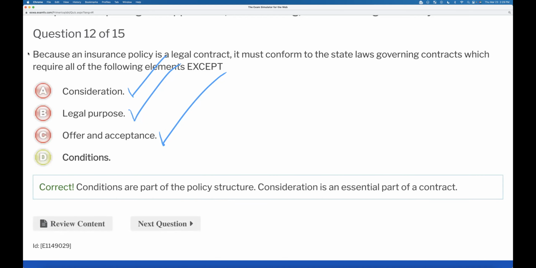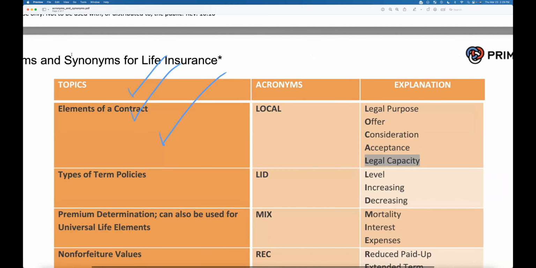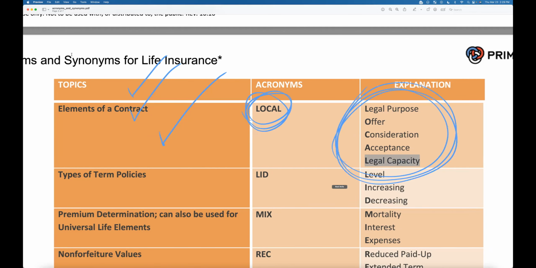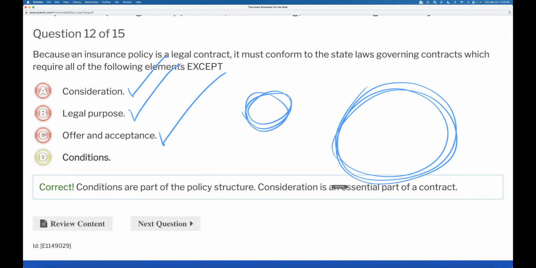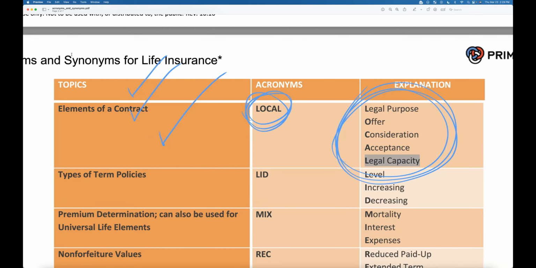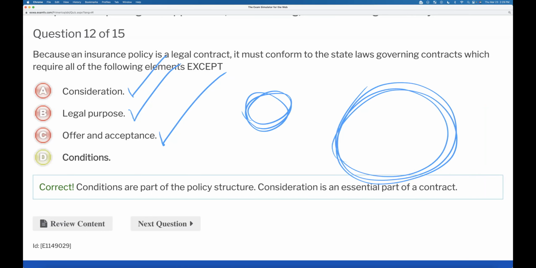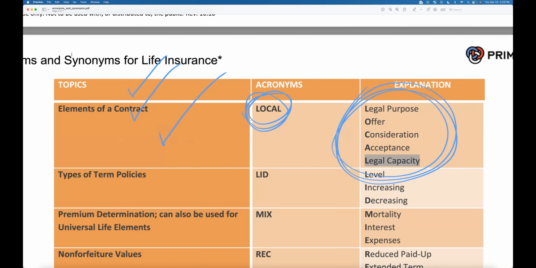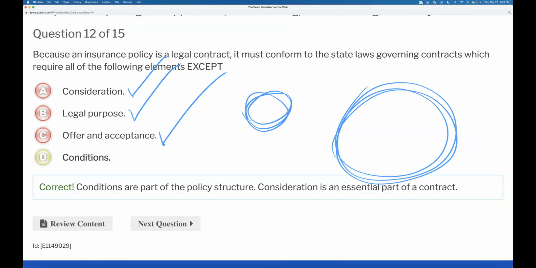What do we call this? So here we go. Again, it's the same thing. Look at that. Consideration. Legal purpose. Offer and acceptance. Everything is there. So I think you should just remember LOCAL, the elements of the contract. It's all there. All right, let's continue.